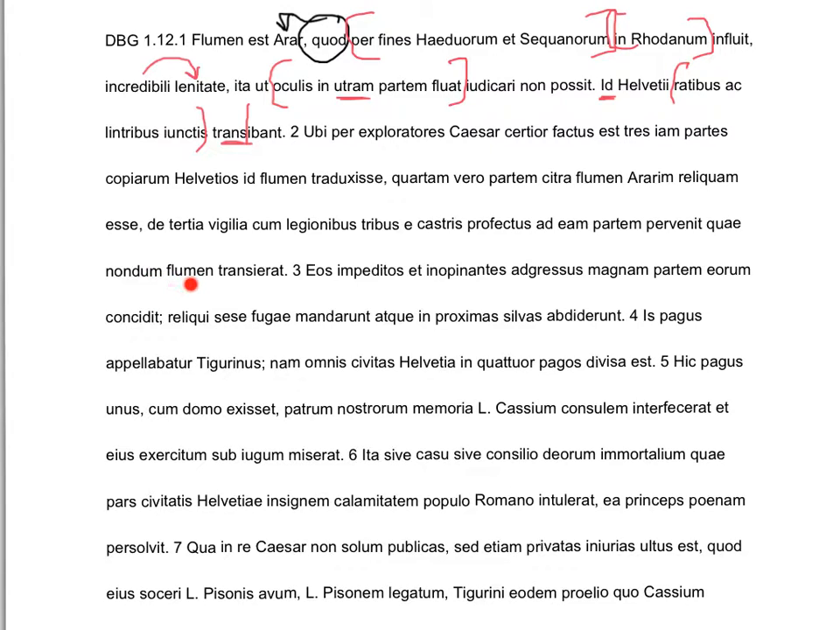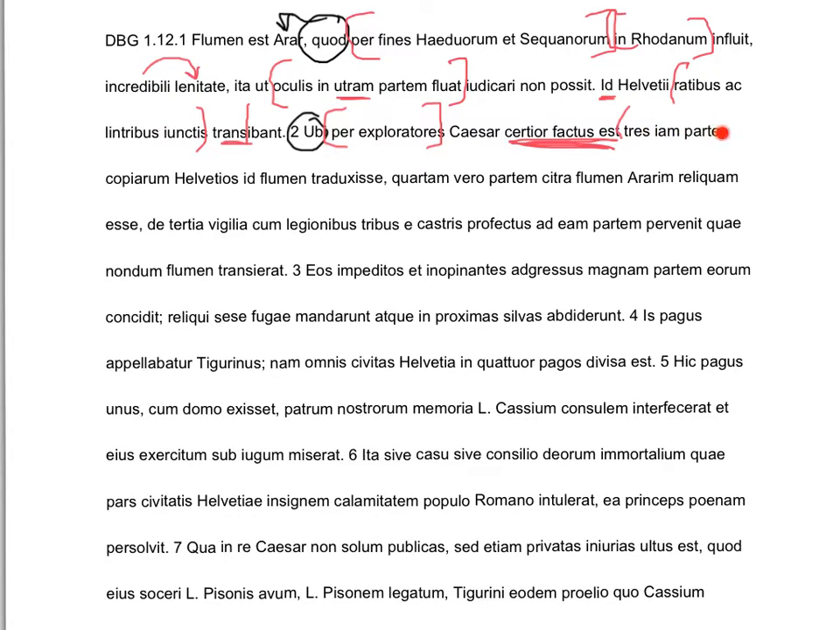quae nondum flumen transierat. Okay, Caesar starts out with ubi, which tells us we've got a dependent clause, when, and we're going to find out where this clause ends in a second. But first he gives us a prepositional phrase, per exploratores, i.e. from his scouts, Caesar certior factus est. Hopefully by now you recognize that this means to learn or find out, and it introduces indirect statement. Caesar was made certain, he found out that, and your indirect statement starts here. So we're going to tackle the indirect statement, but keep an eye out. We're still inside a dependent clause, so we need to figure out where the main sentence is, as well as where the indirect statement finishes.